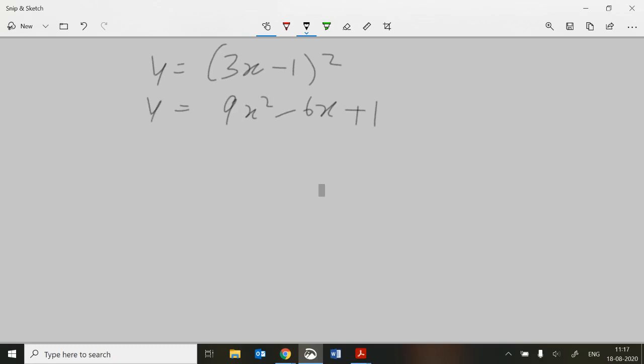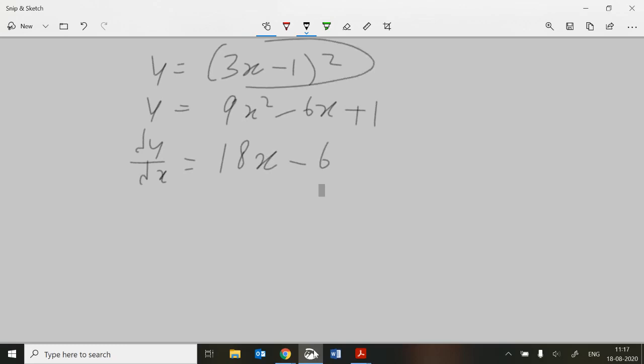But at this point, we'd need to differentiate it. We're going to write dy/dx, that's our gradient function. And you know what the rule is, times by 2, reduce the power by 1. There we go, we've got 18x, we've got minus 6.